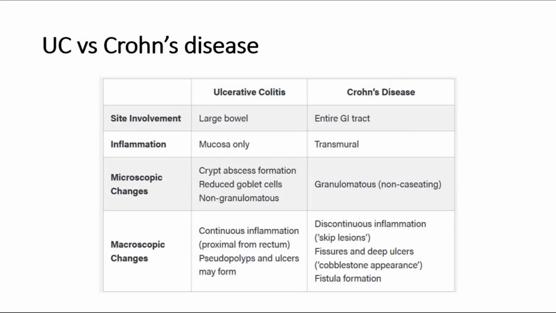Crohn's disease is often compared with ulcerative colitis, which is another common inflammatory bowel disease. This is a table listing their differences. Ulcerative colitis only affects the large bowel, whereas Crohn's disease involves the entire GI tract. Only mucosal inflammation in ulcerative colitis, but transmural inflammation in Crohn's disease. For microscopic changes, in ulcerative colitis, we can see crypt abscess formation, reduced goblet cells, and it is non-granulomatous. Whereas for Crohn's disease, we can see non-caseating granuloma formation. Other specific characteristics of Crohn's disease are skip lesions, fissures forming cobblestone appearance, and fistula formation.